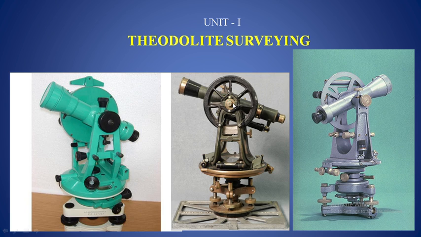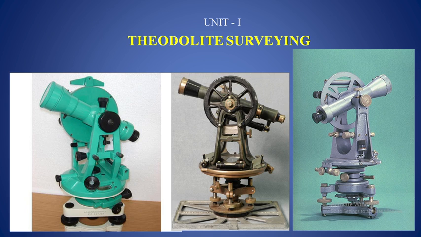In the previous semester, you have used prismatic compass to measure the horizontal angle. But here, you are going to use Theodolite to measure the horizontal angles and also to measure vertical angles. By using prismatic compass, you can only measure horizontal angles. There you can't measure vertical angles.